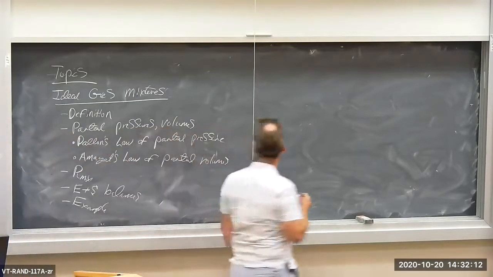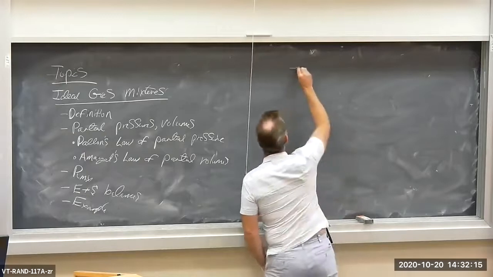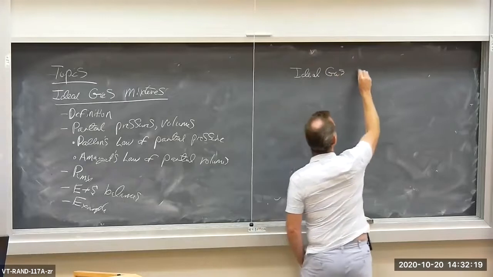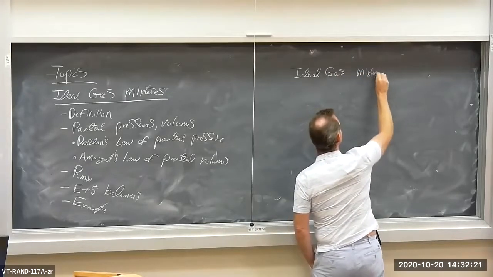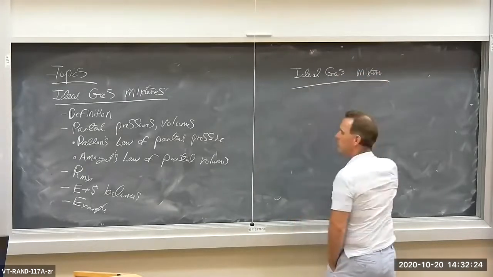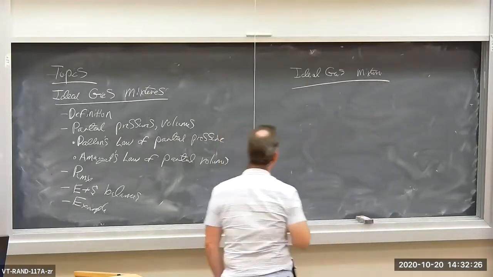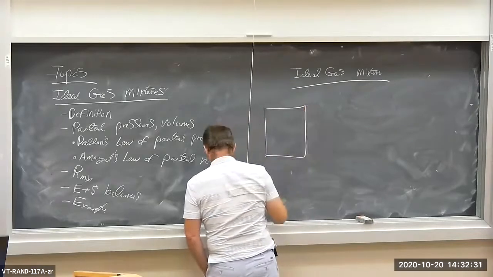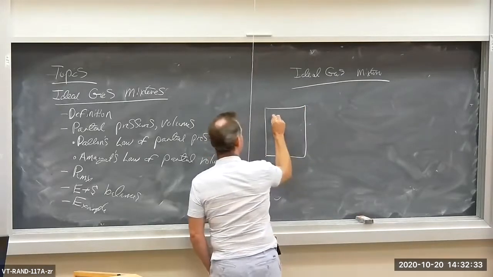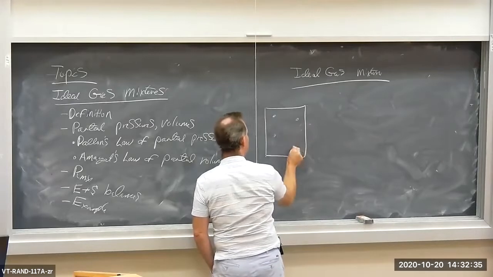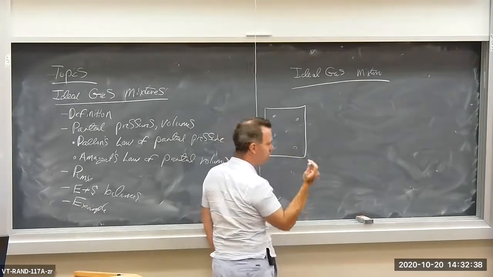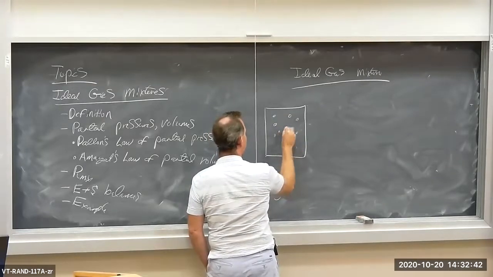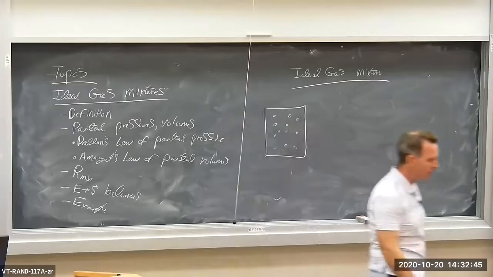So let's go over the definition of ideal gas mixture. So what's the definition of an ideal gas mixture? Well, we have this tank full of various components. So blue is one component made out of some chemical, and the white is some other chemical component of a mixture.